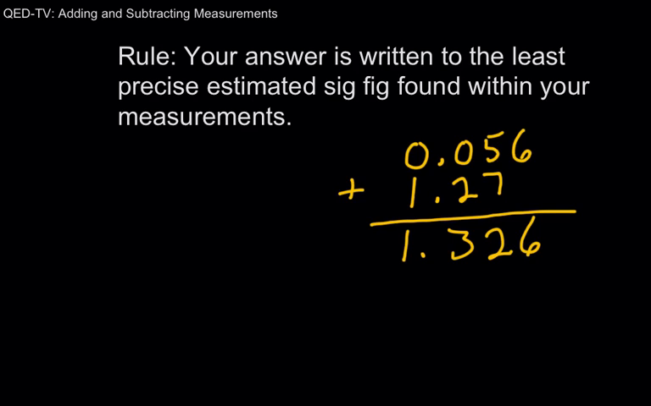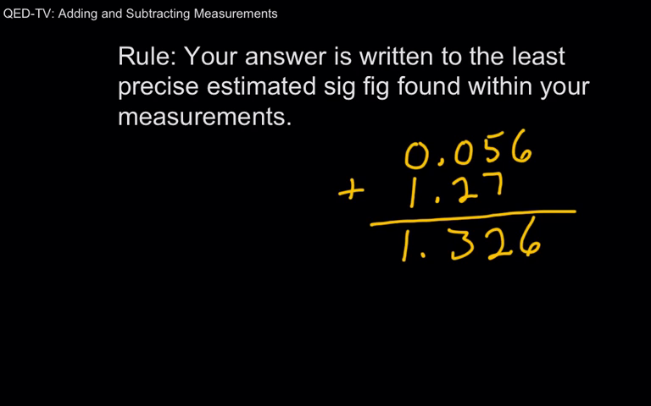When we're adding and subtracting, we use this rule: I can't just write the final answer out exactly like the calculator tells me to. It's not always going to be right. I need to apply the rule. The rule is that I can only write this answer out to whatever was the least precise estimated sig fig found within the measurements. So let's look at each of these measurements.